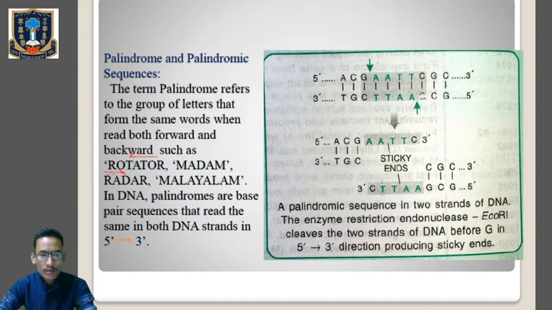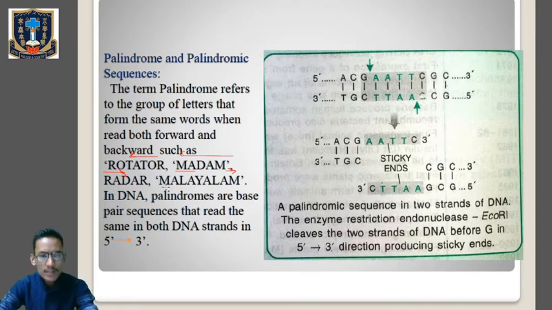ROTATOR. So such sequences are called palindrome. Here also MADAM, madam. This is called palindrome. Okay, RADAR, radar. Again come this side, RADAR, radar. Then Malayalam, MALAYALAM, Malayalam. Now go backward, MALAYALAM, Malayalam. So these are called palindrome.